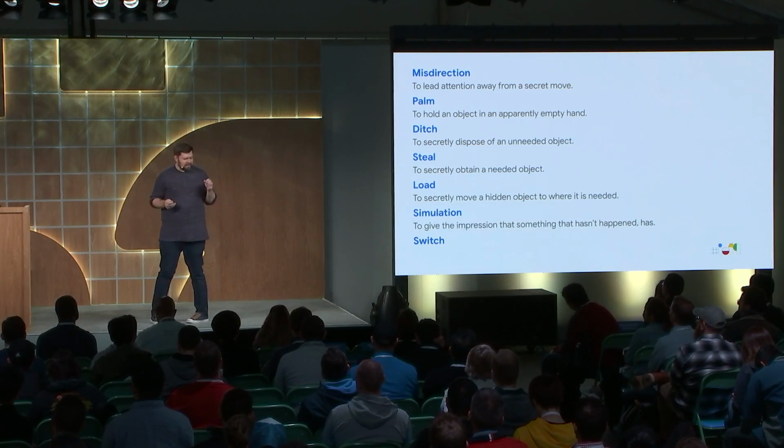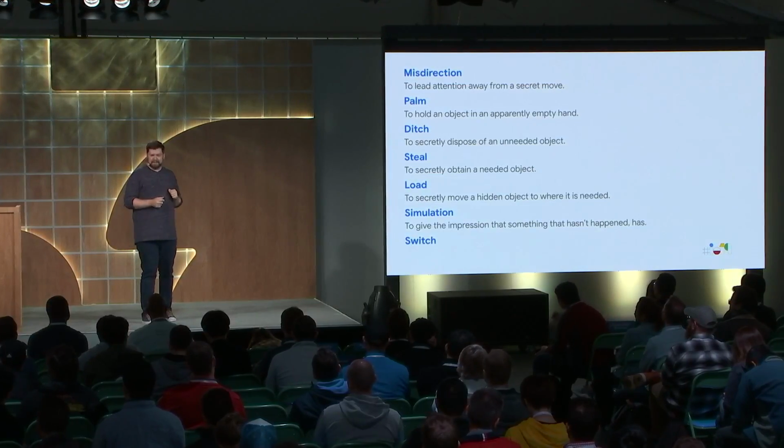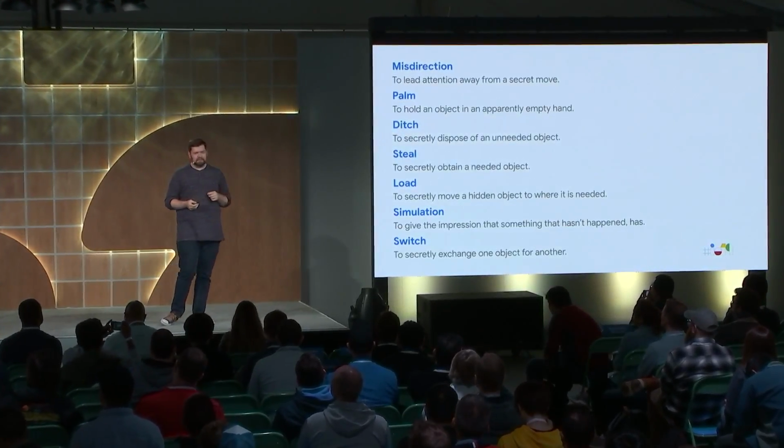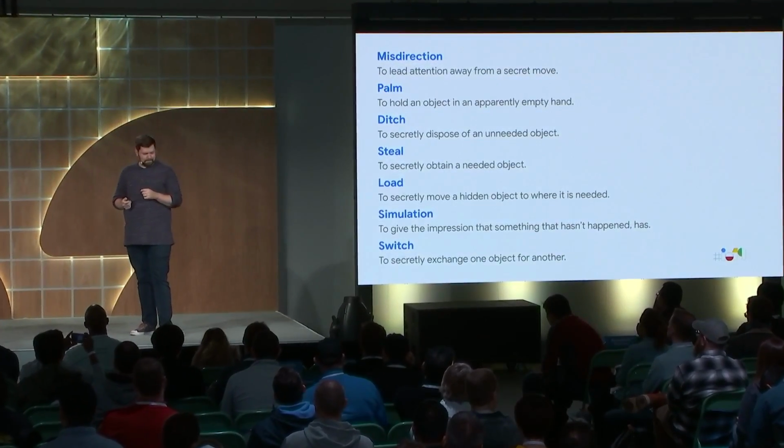Simulation, to give the impression that something that hasn't happened has. So that's, I throw an object, but I actually keep it in my hand. Your eye travels with the motion of my throw, but actually it's still in my hand. And finally, switch, to secretly exchange one object for another.